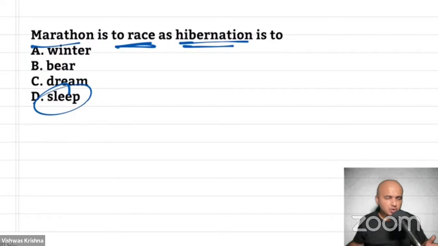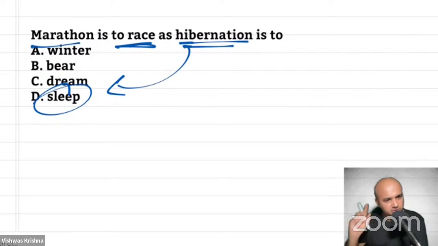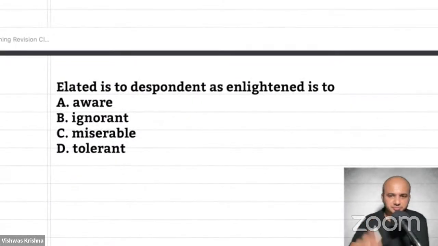Hibernate means, let's say if you have to hibernate your system, you are pausing the system, or you are making the system go on a temporary sleep, or you can say extended sleep. Hibernation is not just sleep, it's an extended sleep. So therefore, the correct answer in this case would be sleep. Marathon is to race, as hibernation is to sleep. Okay. Next.